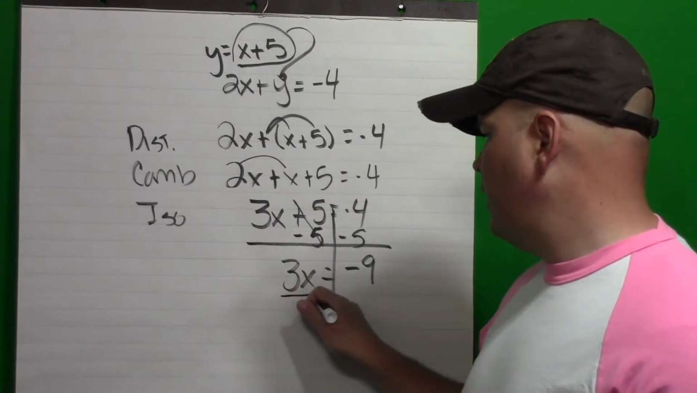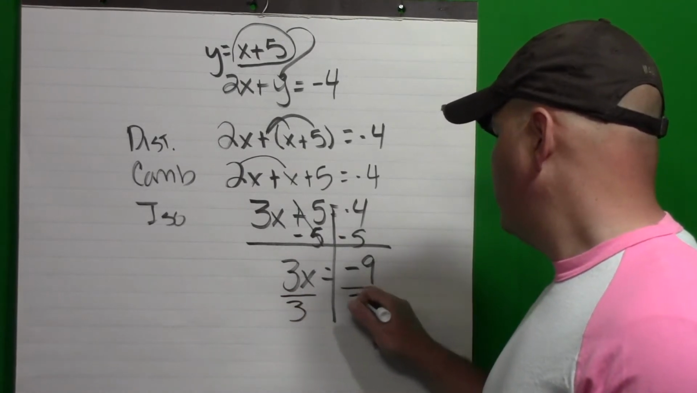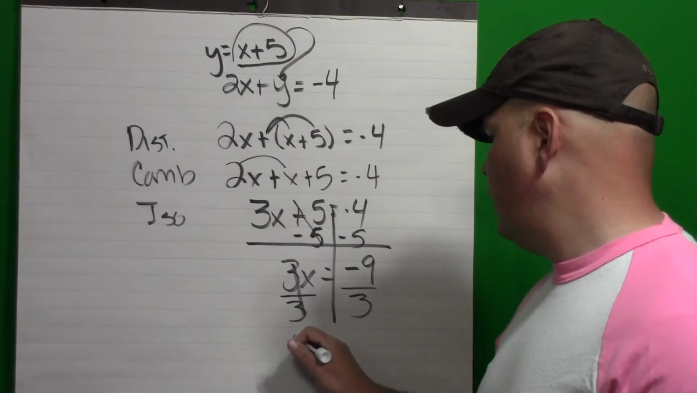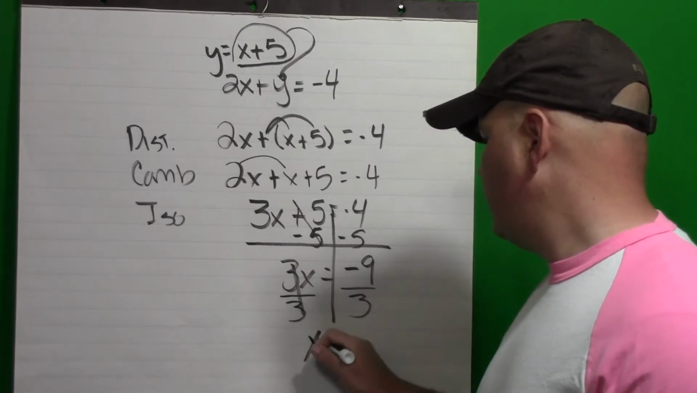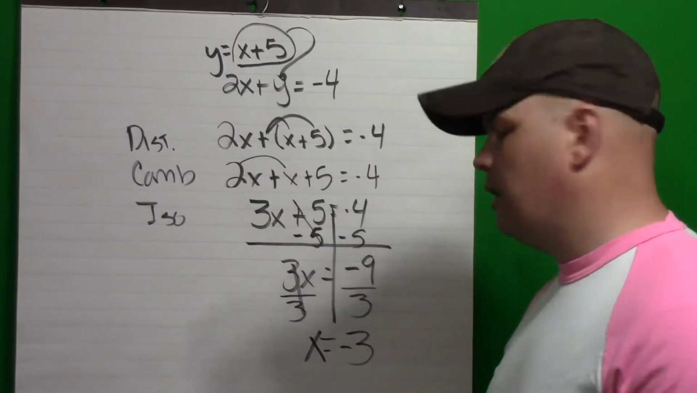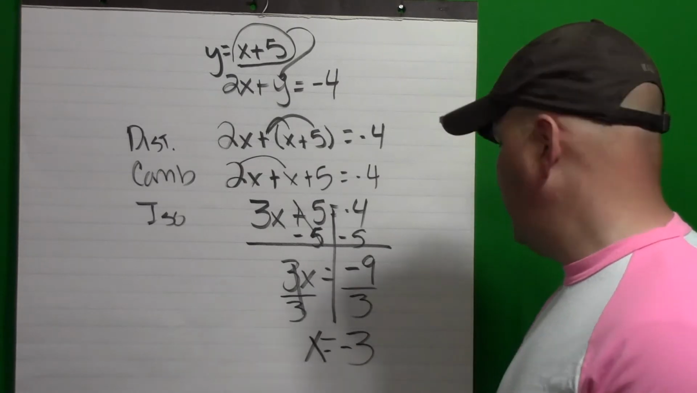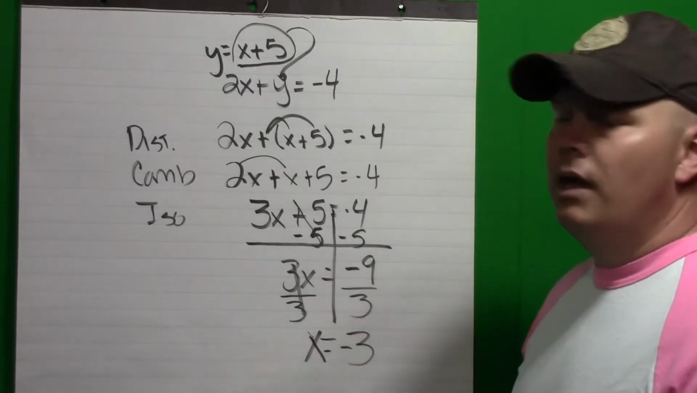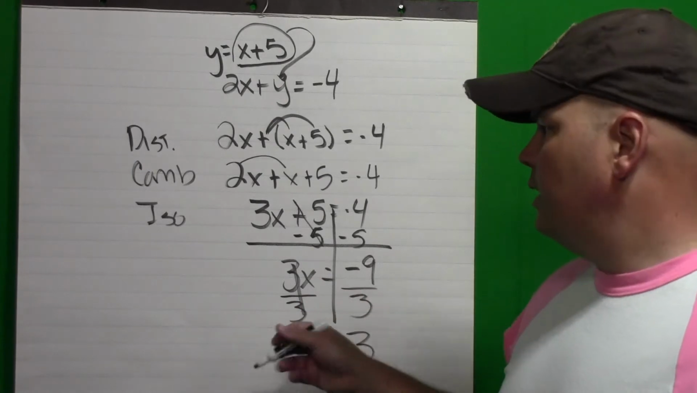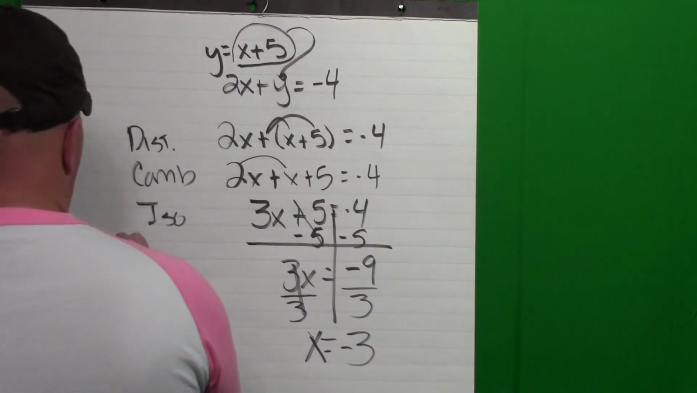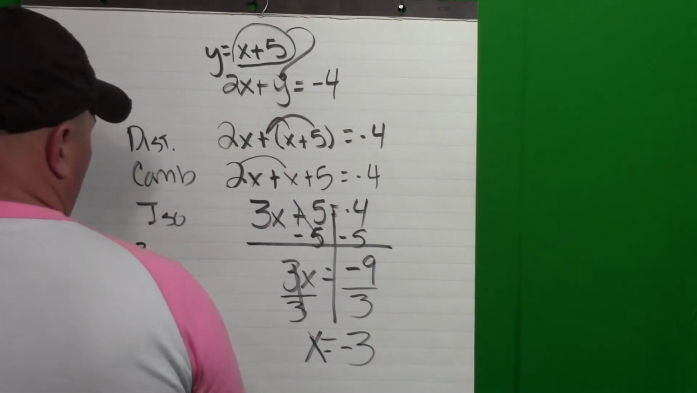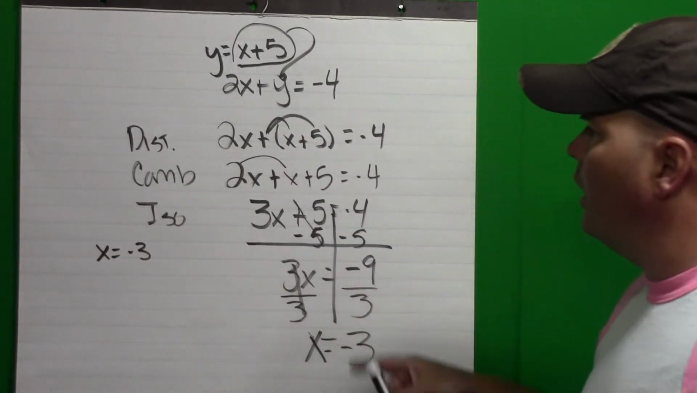I'm not quite there yet because there's still that 3. So to get rid of that 3, I just divide by 3, and I'm left with x equals negative 3. Because a negative divided by a positive is a negative, so x equals negative 3. Now I'm not quite done yet. I know that my x equals negative 3. However, I still need to solve for what my y equals.